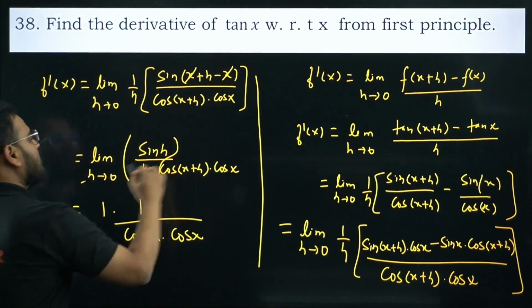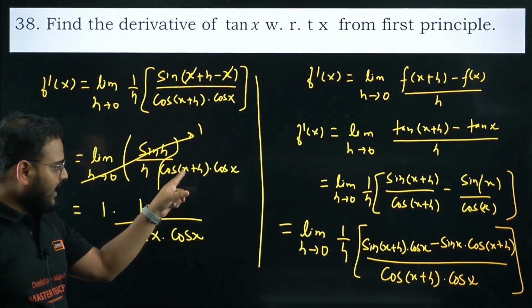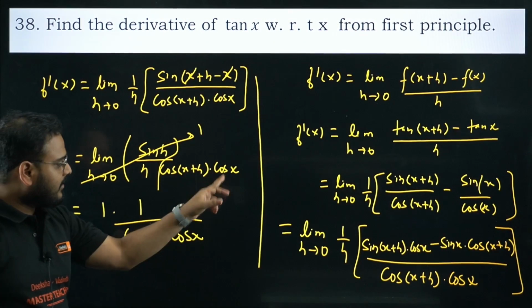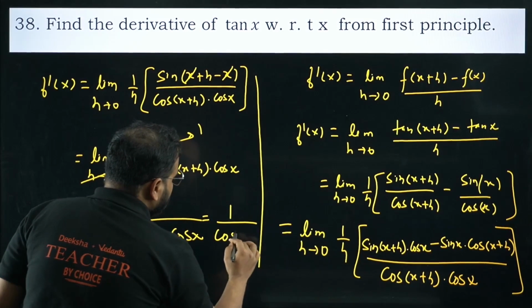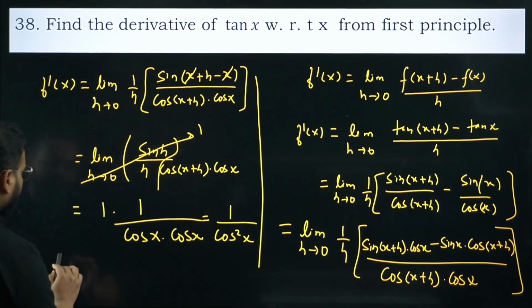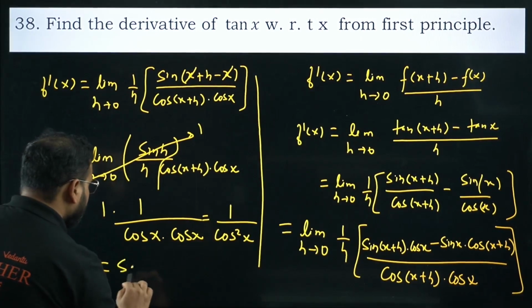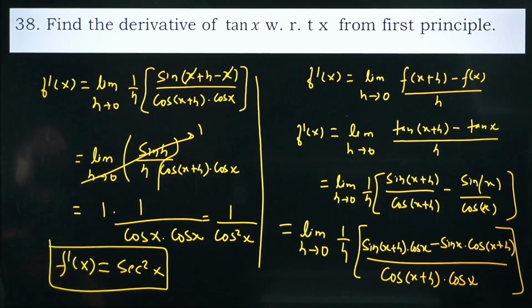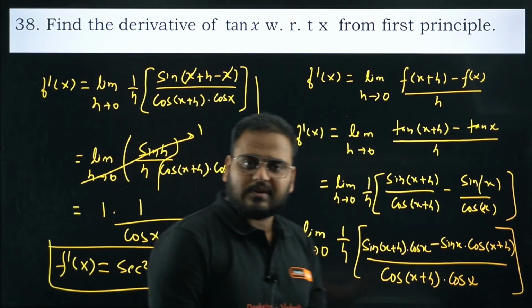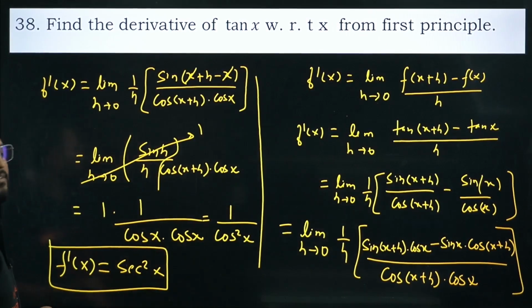This whole part becomes 1. Now if you put in this value, it will become 0, x plus 0, so cos x here and cos x here. It becomes 1 upon cos square x. So what we are looking for here, f dash of x equals 1 upon cos square x, how much is that? Sec square x. We know the formula for this. That's the derivative of tan x. Derivative of tan x is given by sec square x. Please have a look. This is the derivative. I hope this is clear.